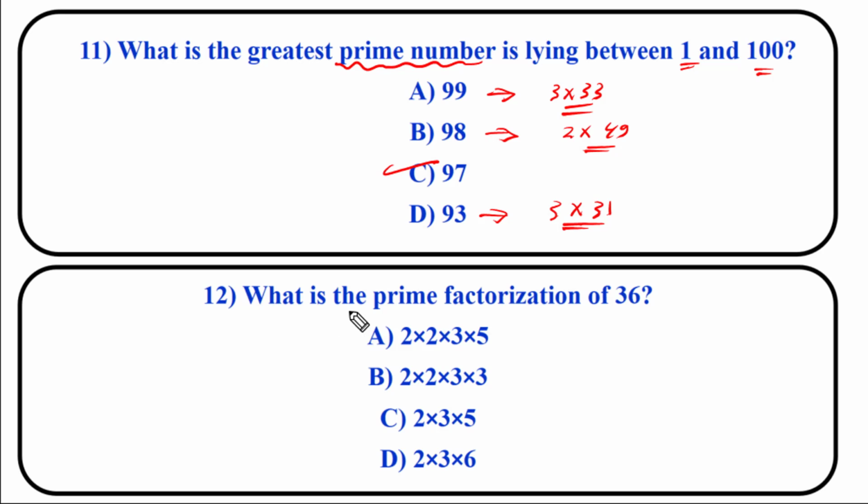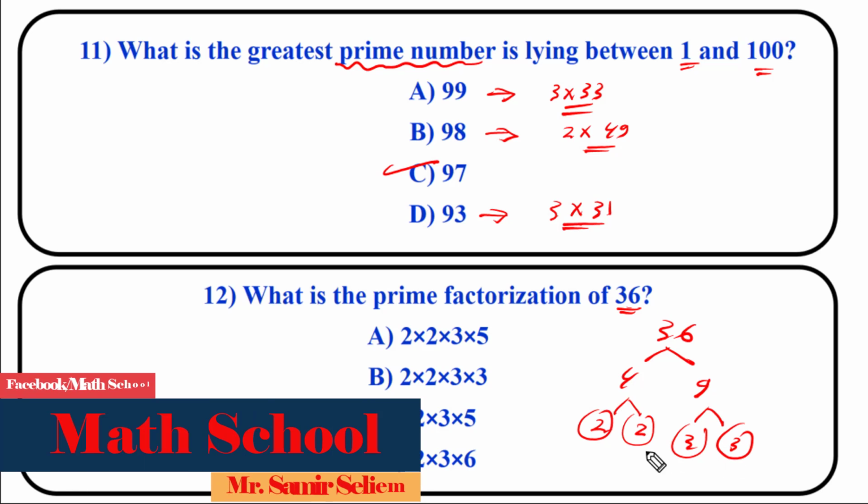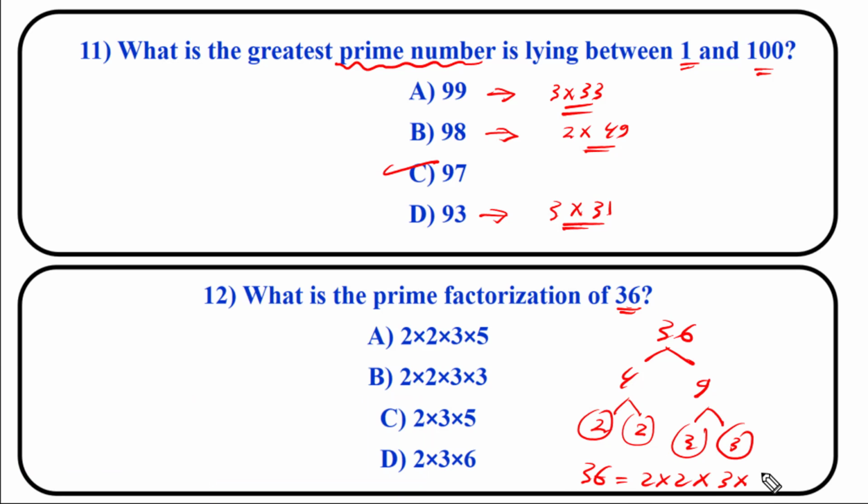Number 12, what's the prime factorization of 36? To find the prime factorization of 36, just write 36 and ask yourself, 36 is what times what, guys? You can say that 36 is 4 times 9. 4 and 9 are not prime numbers. We can write 4 as 2 times 2 and 9 as 3 times 3. Now the prime factors, circle the prime factors. 2 and 3 are prime factors. Now we can write 36, guys, as 2 times 2 times 3 times 3. It's easy. So the prime factorization of 36 is what, guys?